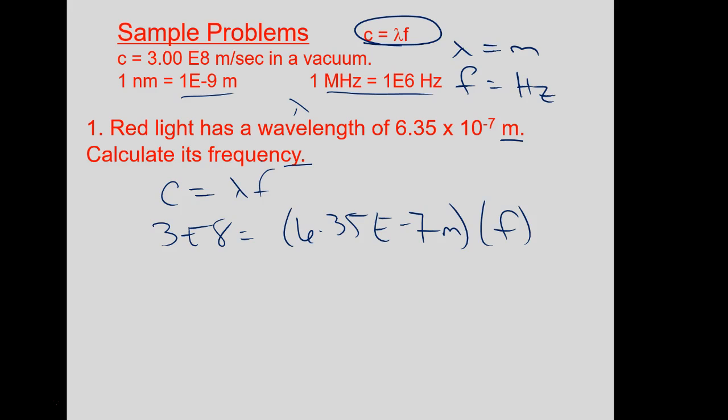So all you're going to do here is divide. 3e to the 8th divided by 6.35 e to the negative 7. And frequency equals 4.72 e to the positive 14 hertz. Okay, it's important to include that in there. When you're doing a quiz or a test or a homework, I'll be like, wait a minute, you're missing the E something. Almost all of these are going to have some kind of an E something on them.